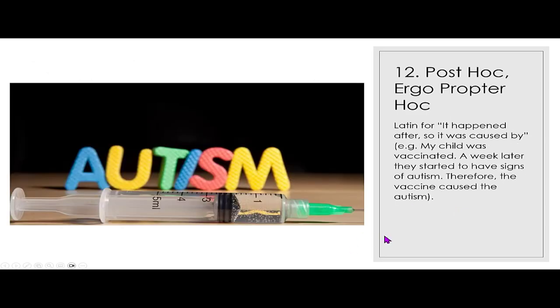Number 12 is the post hoc ergo propter hoc. This is Latin for it happened after, so it was caused by. So several years ago, there was a huge push to say that vaccines caused autism in children. And this was because autism often will display itself about the same time when vaccinations are also given. So the thought was that my child was vaccinated. A week later, they started to have signs of autism. Therefore, the vaccine caused the autism.